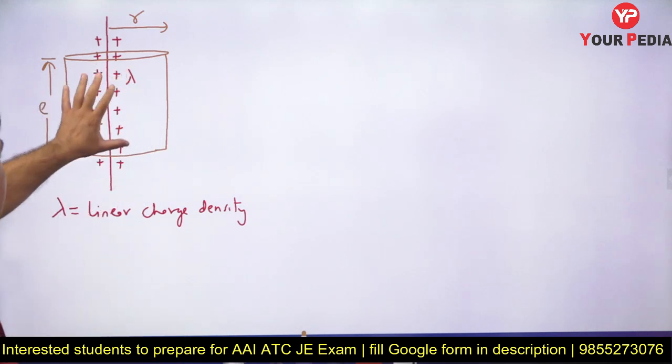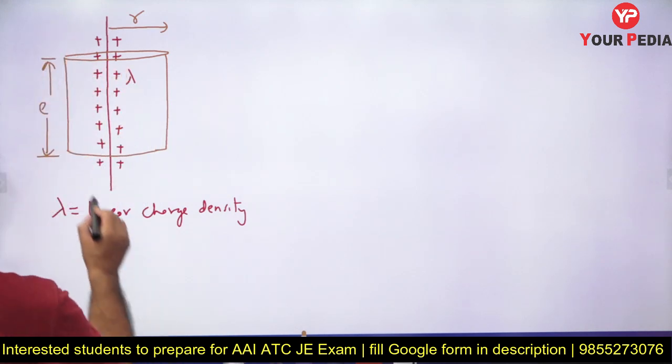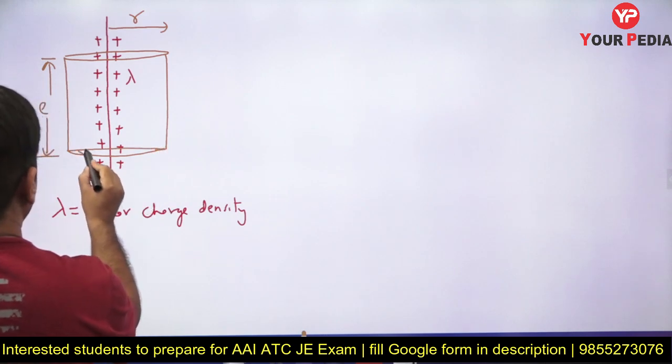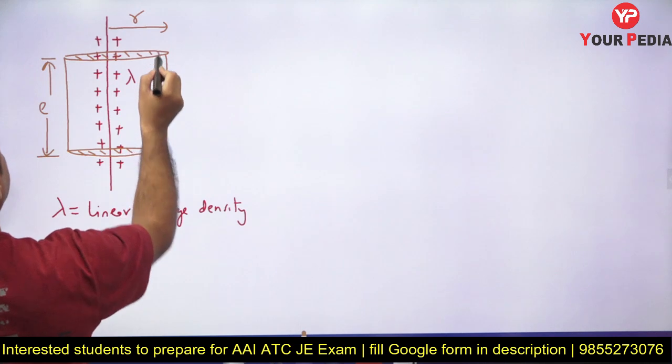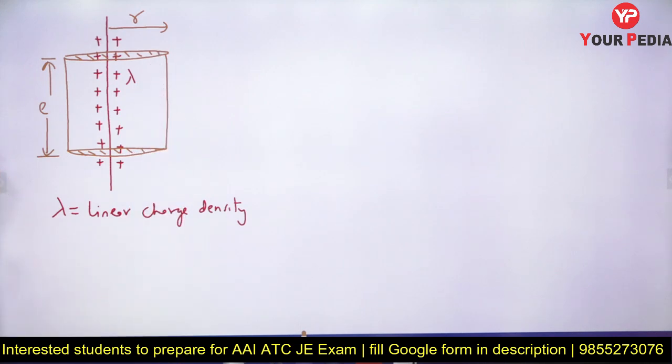So it has to be symmetrically located, that means wire at the center. Now how many areas do you see here? I see three kinds of area: top surface, bottom surface, and then curved surface. These are the three surfaces which I see.